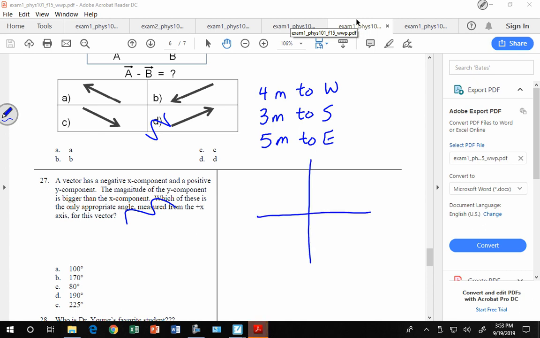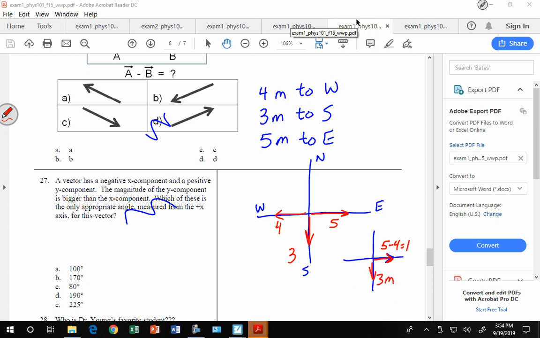And so I write down my coordinate system, east, north, west, south, and then I draw my vectors. 4 meters to the west, 5 meters to the east, and 3 meters to the south. This one's a little bit easier because I don't have to find the x and y components, right? Because they're all on either the x or y axis. So I get to skip that first step. And if I do this, I get a 1 meter vector over here. 5 minus 4 equals 1. And then down here I get 3 meters.